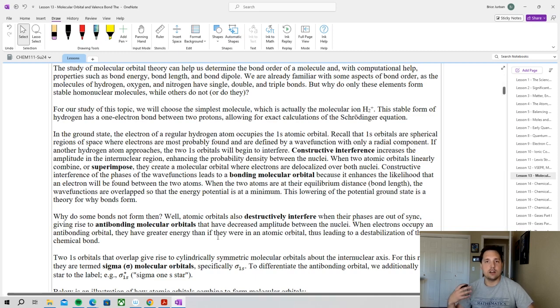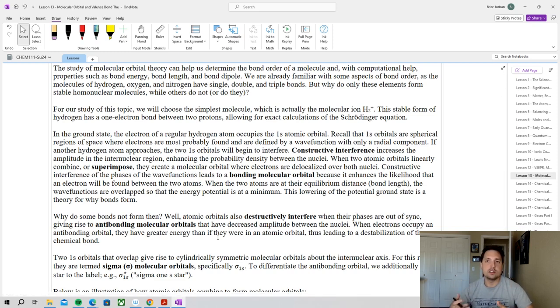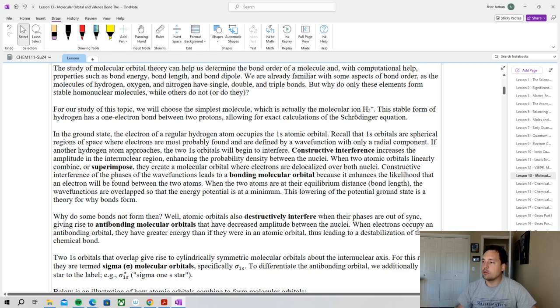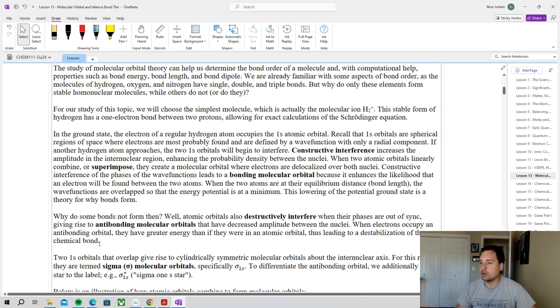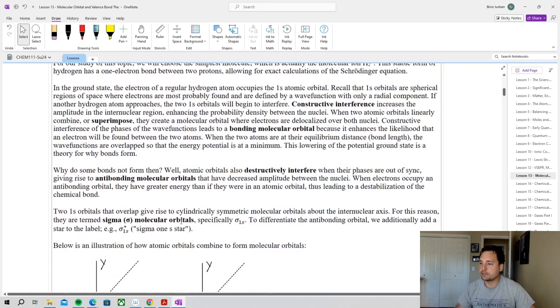And because we're thinking of these as waves, if we have two waves that are out of sync with each other, they will cause a decreased amplitude in certain regions. When the region is between the nuclei, these are referred to as antibonding molecular orbitals. The reason they're antibonding is because when an electron occupies them, it has a greater probability to be found outside the space where we would expect the bond to be. This leads to a destabilization of the chemical bond. And these also have a greater energy than if they were in an atomic orbital.